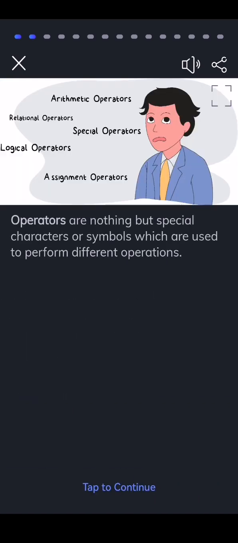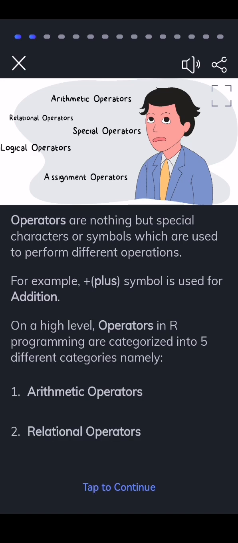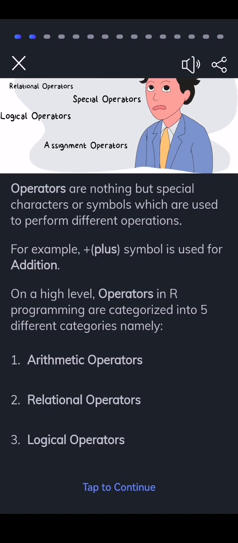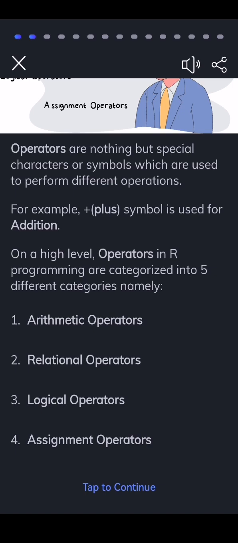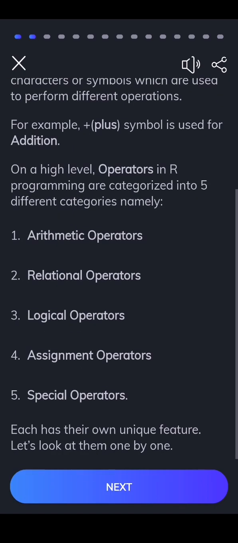Operators are nothing but special characters or symbols which are used to perform different operations. For example, plus symbol is used for addition. On a high level, operators in R programming are categorized into five different categories, namely arithmetic operators, relational operators, logical operators, assignment operators, special operators. Each has their own unique feature. Let's look at them one by one.